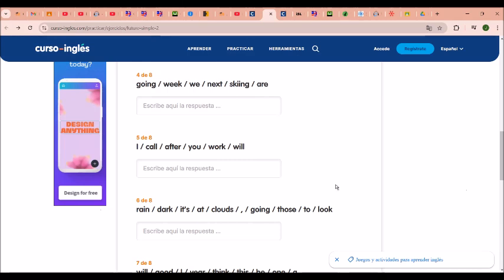Sí. We are going next. We are... What's the activity? Skiing. Skiing. Next week. All right, the time: next week.